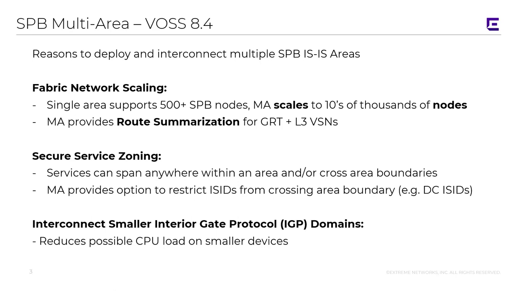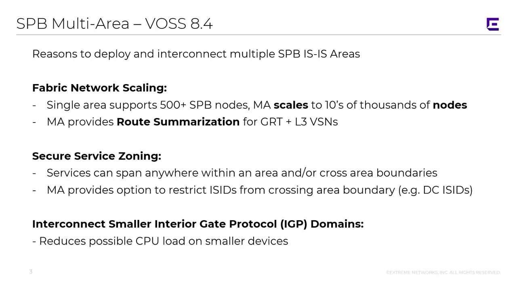So SPB multi-area is a new release feature in VOSS 8.4. And there are really three main reasons that you want to interconnect multiple ISIS areas. The top bullet speaks to one of the big aspects, and that is network scaling. As most folks who have Fabric Connect installed today, we realize it's limited to around 1,000 nodes. Many of our customers go beyond that number.